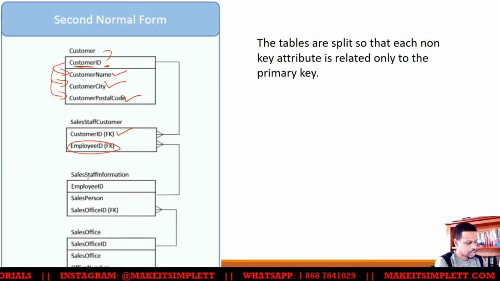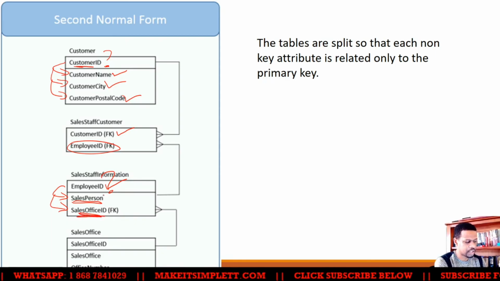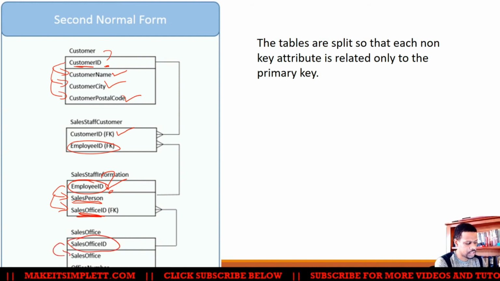Yes. So now the sales table, I'll split it into employee ID, which will be salesperson, and then I'll have sales office ID. If the employee ID changes, will the salesperson change? Yes. Will the sales office change? Yes, because they're all linked to this employee ID. And then the sales office has a sales office ID. If the sales office ID changes, will the sales office change? Yes. Will the office number change? Yes, because they're all related to this.